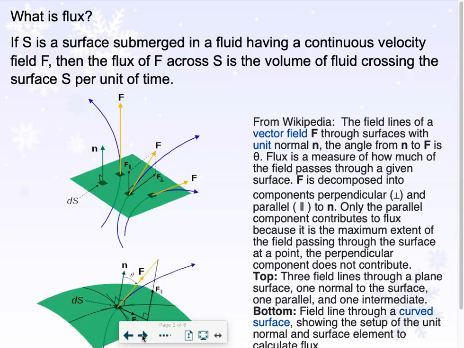If S is a surface submerged in a fluid having a continuous velocity field F, then the flux of F across S is the volume of fluid crossing the surface S per unit of time.